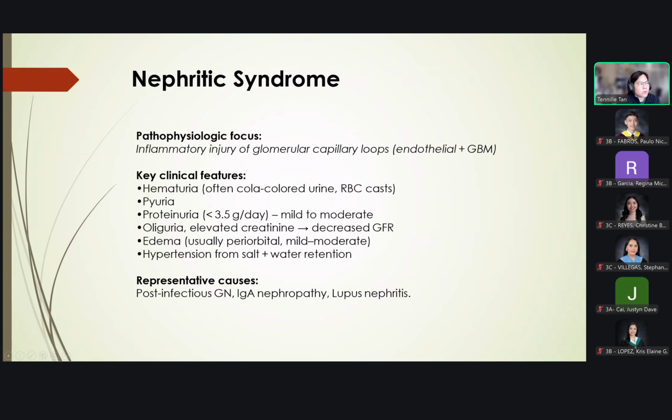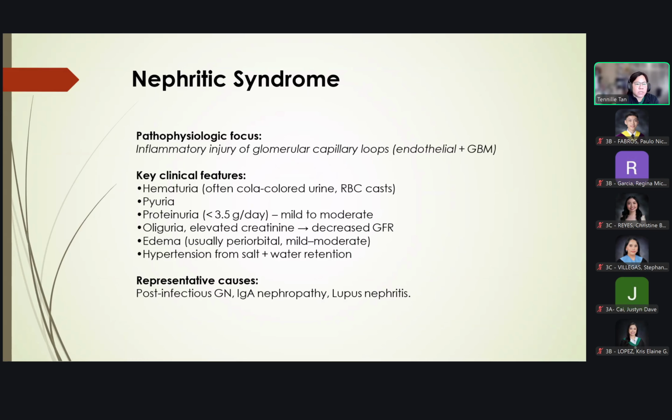So going back, we said that we wanted to know more about the two syndromes. The two syndromes are nephritic and nephrotic. For nephritic syndrome, the pathophysiologic focus is the inflammatory injury of the glomerular capillary loops, so usually the endothelium plus the GBM. The key clinical features are hematuria, pyuria, proteinuria, but it's usually mild to moderate, so less than 3.5 grams per day.